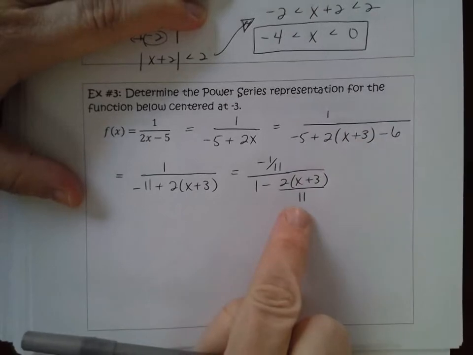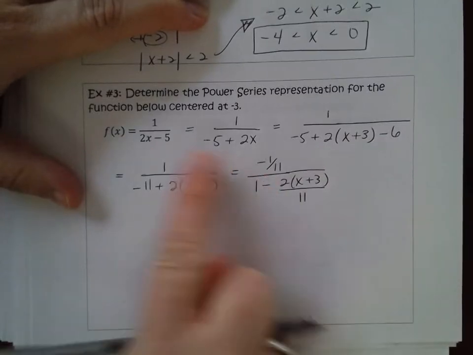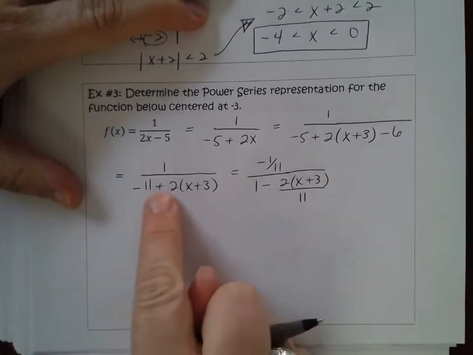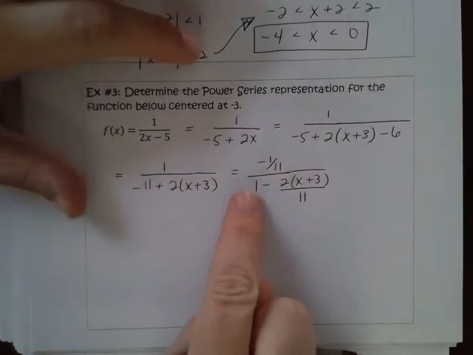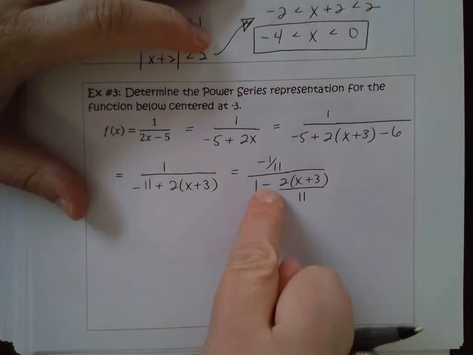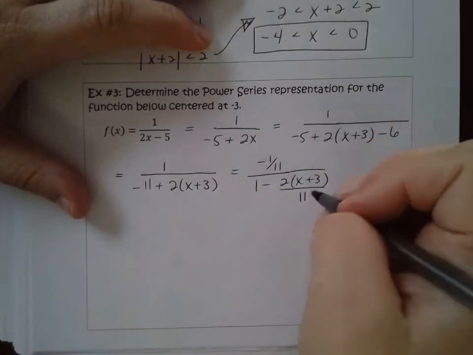Because I divided by negative 11, that actually gave me the negative that I needed here, okay? I could have multiplied everything by a negative first and then dealt with the 11, but I didn't. Either way, I have to have a negative here, and by dividing by a negative 11, it gave me the negative I needed here.